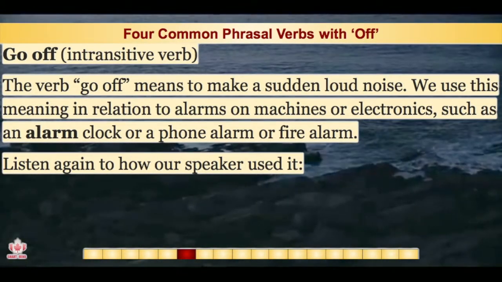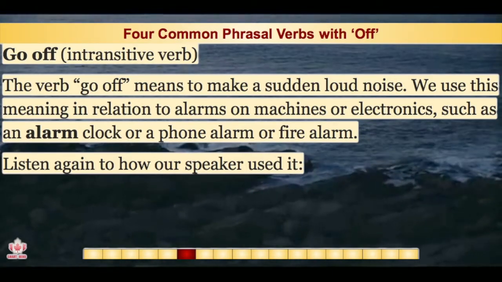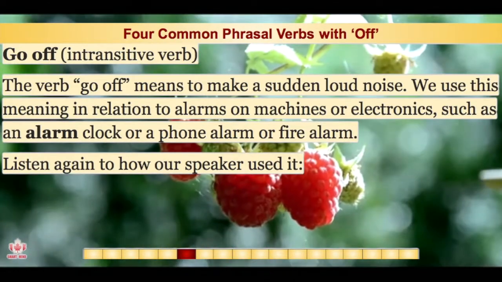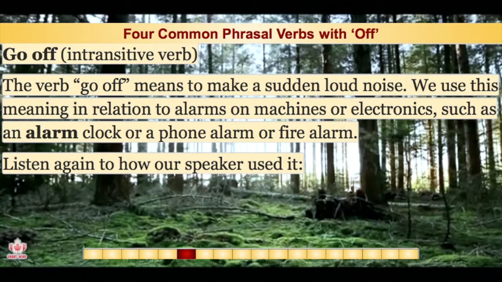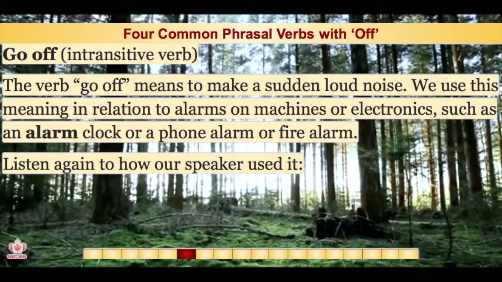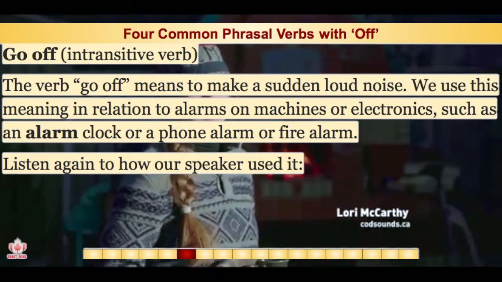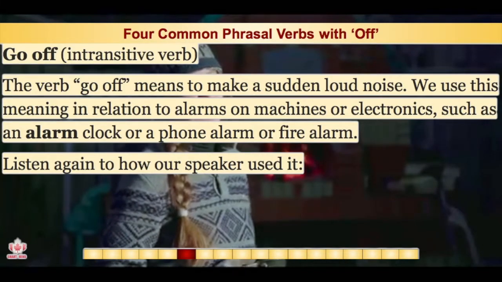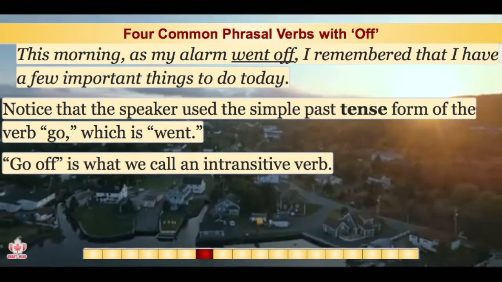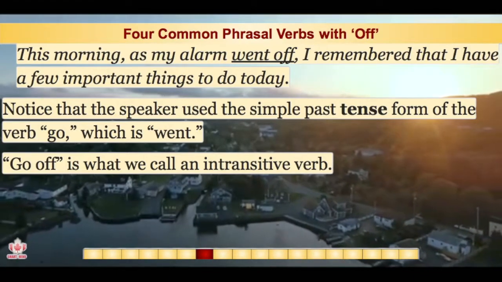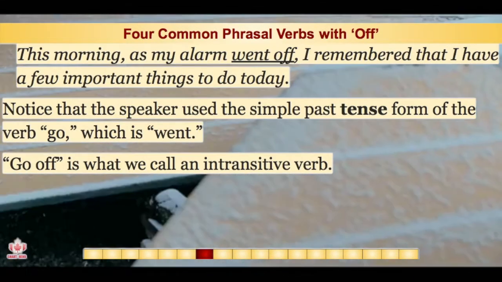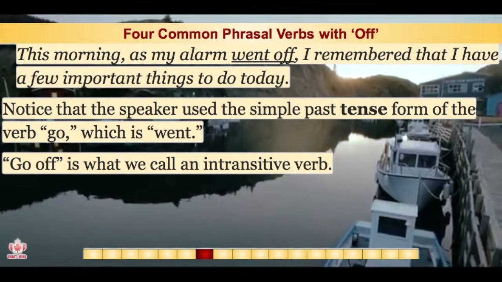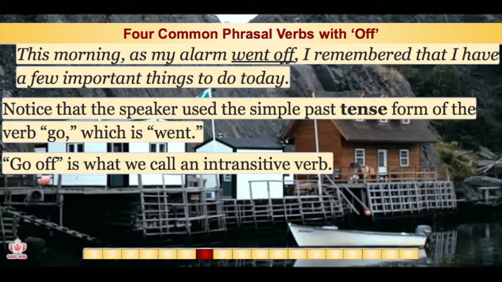The verb go off means to make a sudden loud noise. We use this meaning in relation to alarms on machines or electronics, such as an alarm clock or a phone alarm or fire alarm. Listen again to how our speaker used it. This morning, as my alarm went off, I remembered that I have a few important things to do today. Notice that the speaker used the simple past tense form of the verb go, which is went.